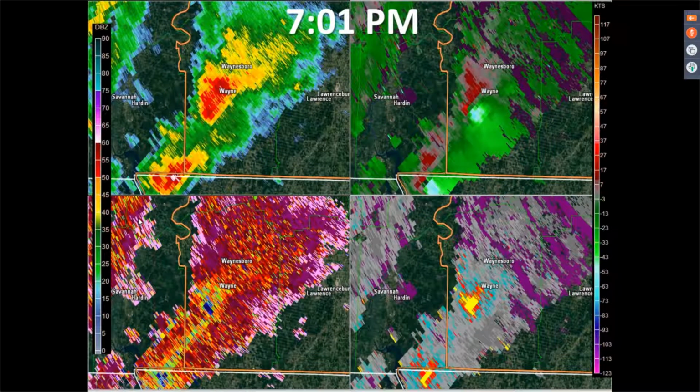So let's move ahead another 5 minutes. That storm has moved further into Wayne County. It's getting closer to Waynesboro there. And looking at the top right, you can see there's still those really bright greens and blues right next to those reds. So there's still pretty strong rotation going on there southwest of Waynesboro. But let's look at the bottom left at the CC product.